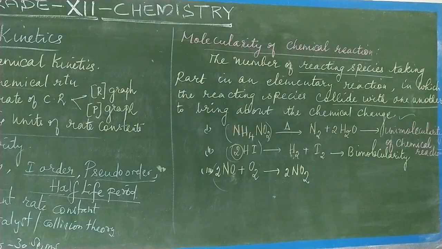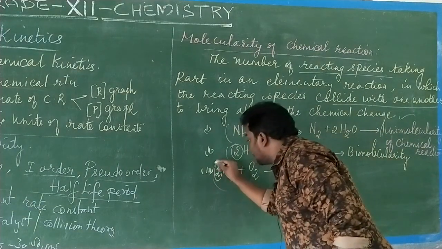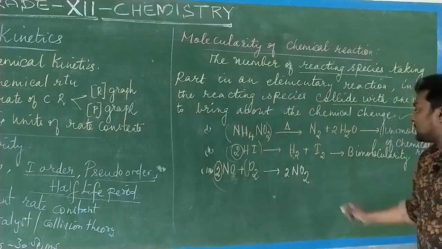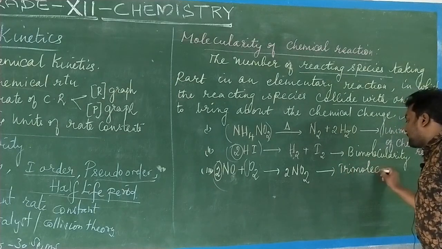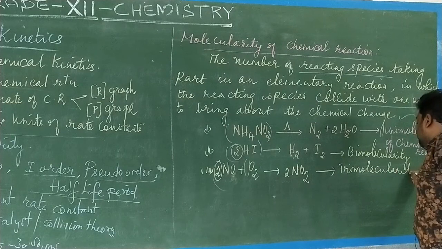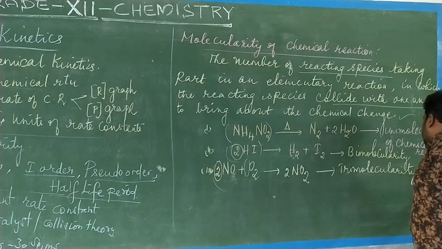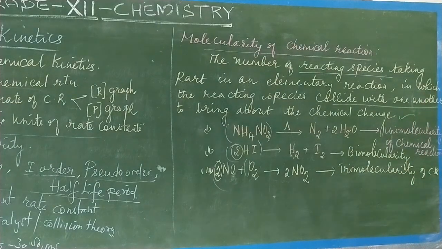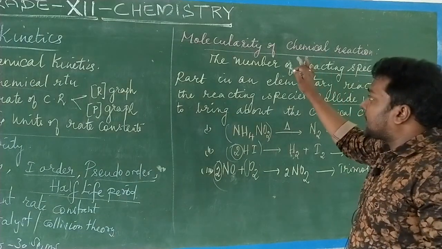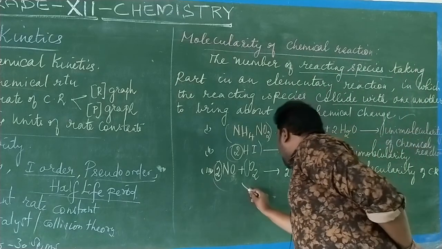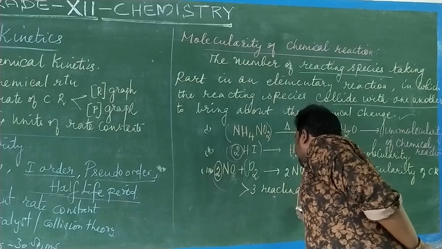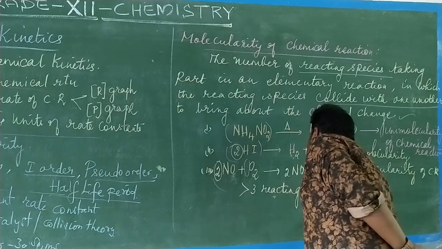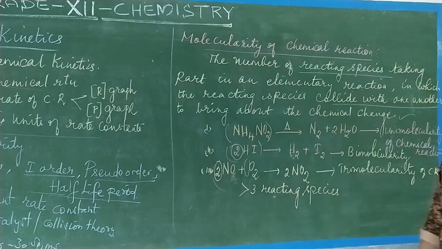Similarly here you see 2 plus 1. So therefore it is a trimolecular chemical reaction. We call it a trimolecular chemical reaction. Always the molecularity of a chemical reaction will be applicable only up to 3 reacting species. Why is it applicable only up to 3 reacting species?